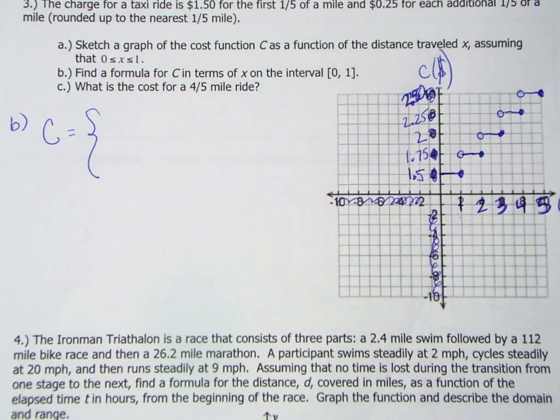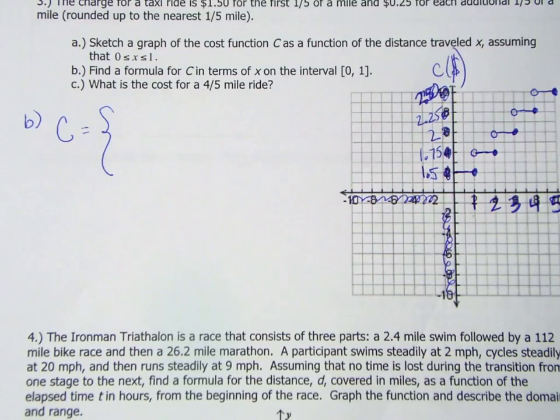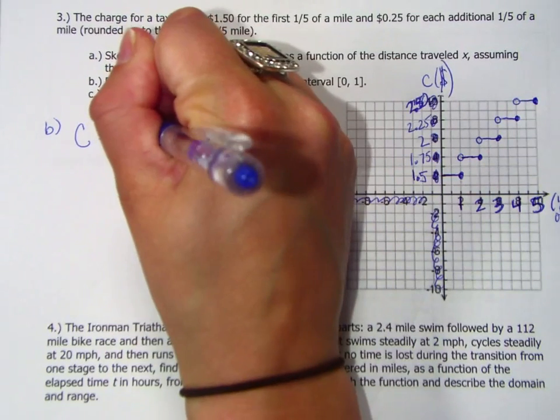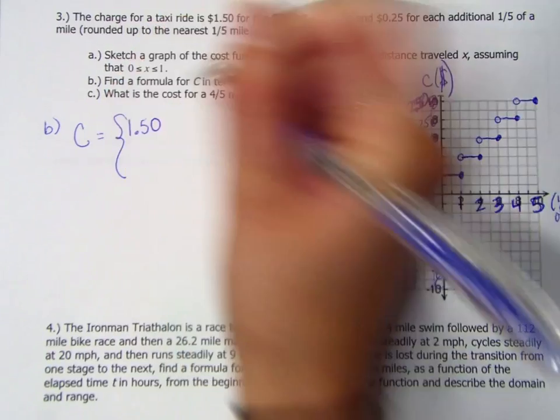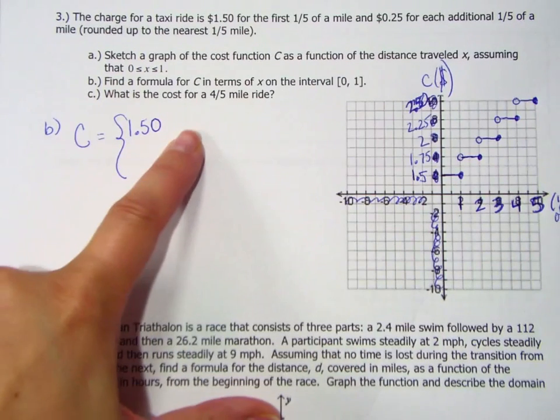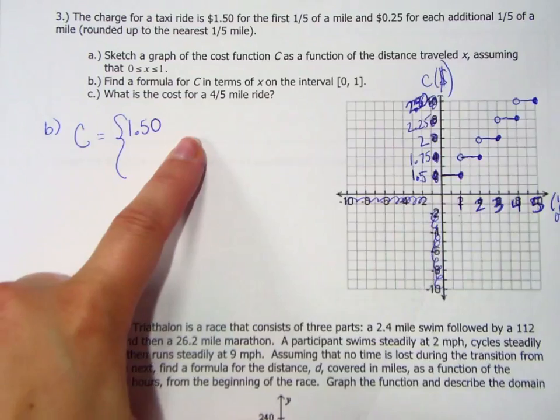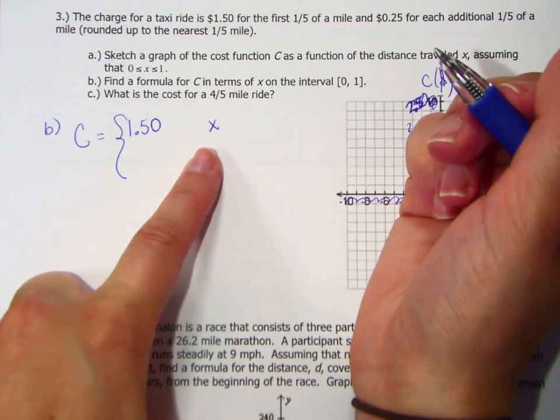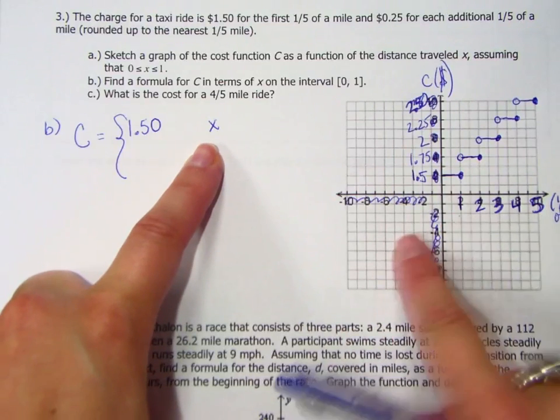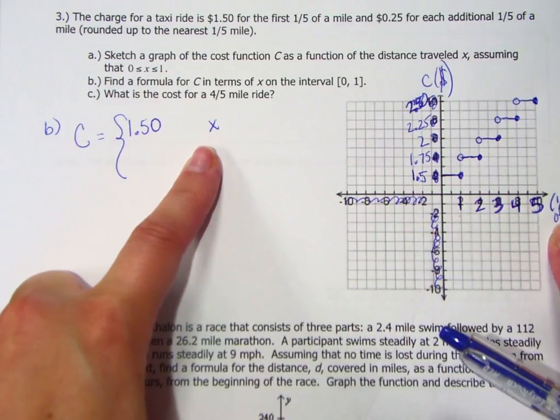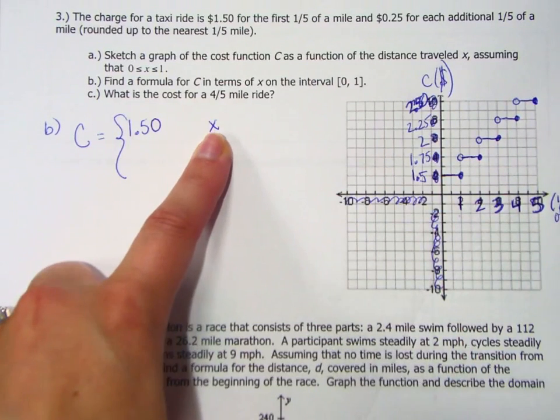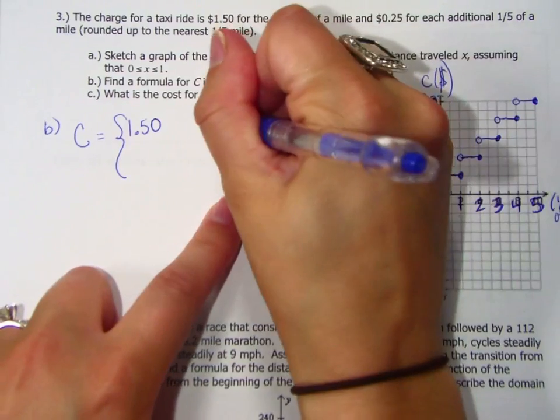So our total cost is equal to $1.50, and then we need to specify that that's the total cost between what interval of x. And we're going to base it on how we made this graph and how we made this scale. So our total cost is $1.50 between what values of x? 0 and 1, exactly.